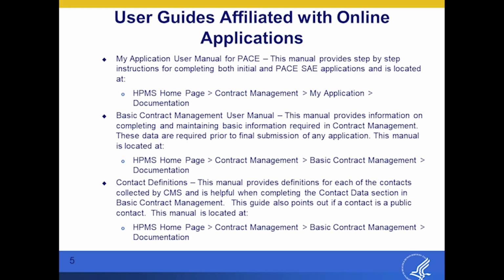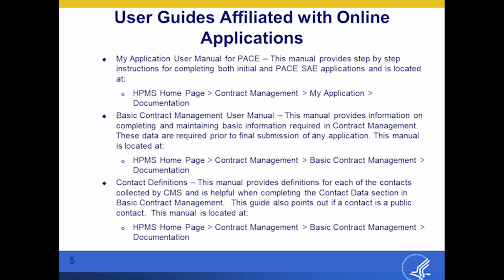Applicants are highly encouraged to access the following 3 user manuals when submitting PACE applications. My Application User Manual for PACE. This manual provides step-by-step instructions for completing both initial and PACE SAE applications. It is located at the following path: HPMS homepage, Contract Management, My Application, Documentation.